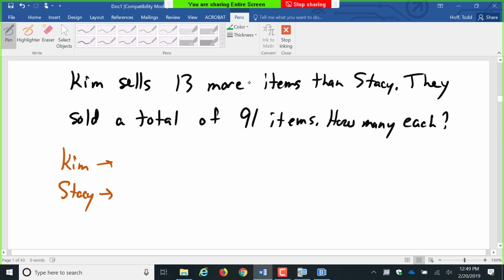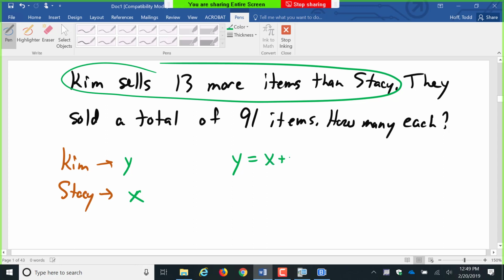Looking at these, there's a natural way of defining our variables. There's a couple of ways we could do it. It's just one way is a little bit more natural than the other. Which one would I want to let be X? Kim's or Stacy's sales? Typically, I try to let the smaller one be X. So in this case, which one's going to be the smaller one? Stacy. So Kim, we'll let Kim be Y, but the relationship between those is going to be Y equals X plus 13.